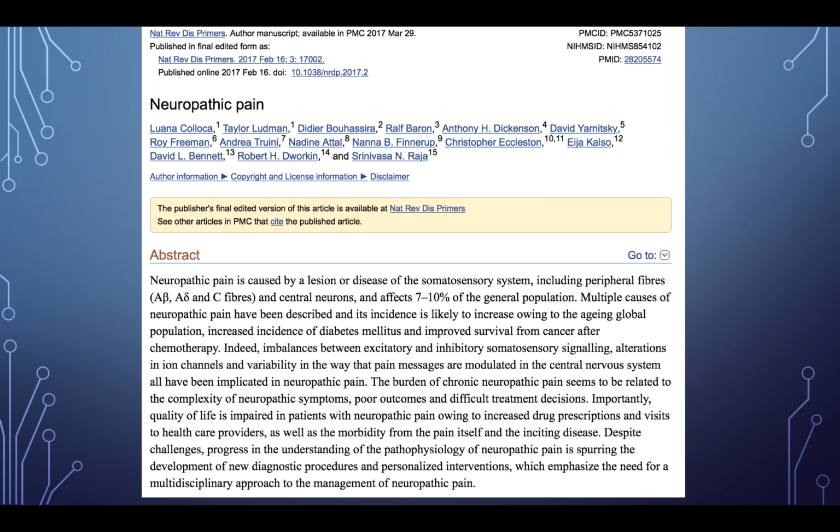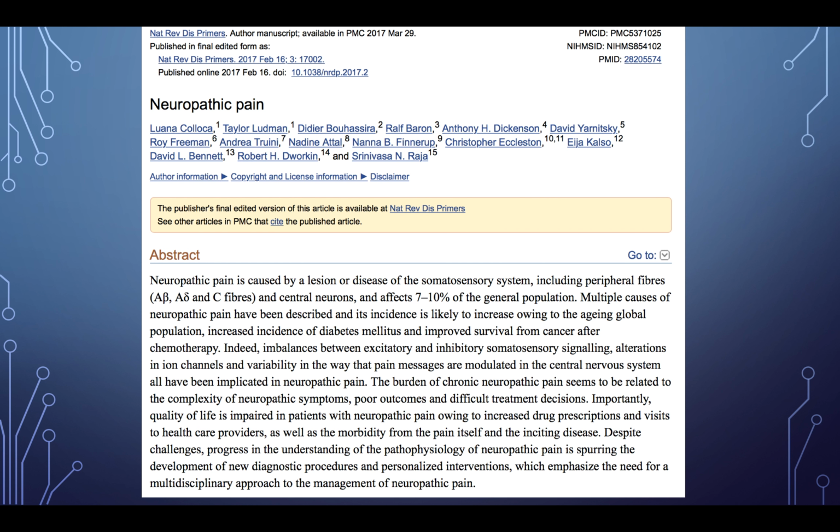This was one of my favorite papers that I've gone over with the class, so if you have time, read through it. It really discusses neuropathic pain pretty well. And just as a reminder, it's caused by a lesion or disease of the somatosensory system. It includes the peripheral fibers, your A betas, deltas, and your C fibers. I've recently learned there are 4 different classes of C fibers, and they all play a slightly different role. So keep that in mind too. It's never as simple as we sometimes think.